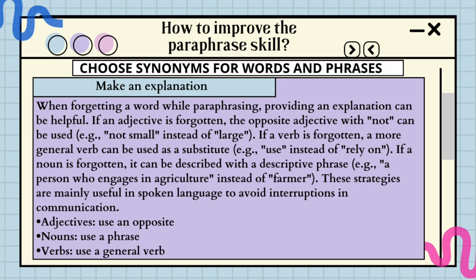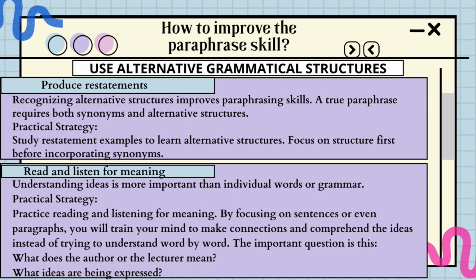If a noun is forgotten, it can be described with a descriptive phrase. For example, a person who engages in agriculture instead of farmer. These strategies are mainly useful in spoken language to avoid interruption in communication. The tips: for adjectives, use an opposite; for nouns, use a phrase; and for verbs, use a general verb.